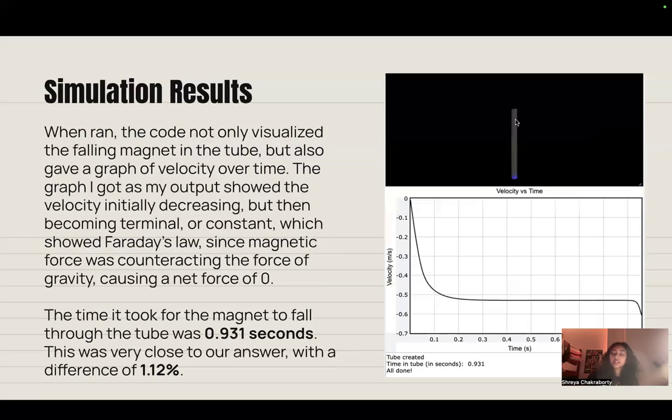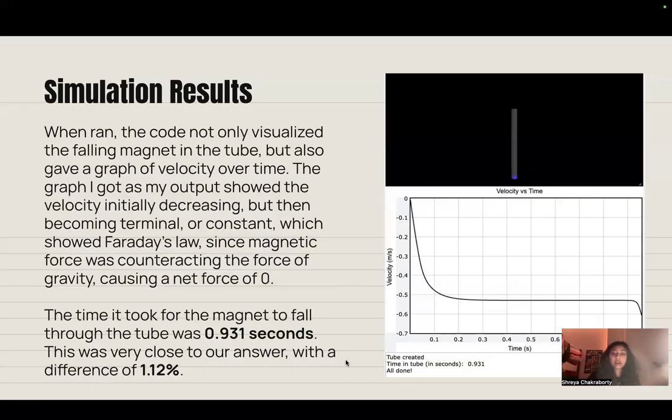When I ran this, you could see the magnet falling through the tube, and we can also see the velocity versus time graph. As we were expecting, the velocity decreases over time, but then here we see a flat line, which means we've reached a terminal velocity. That makes sense because we have two opposing forces while the magnet is in the tube: the force of gravity, and the magnetic force due to the current that's induced in the conductive tube. That terminal velocity is exactly what slows down our magnet. The amount of time that my simulation outputted for this magnet to fall through was 0.931 seconds.